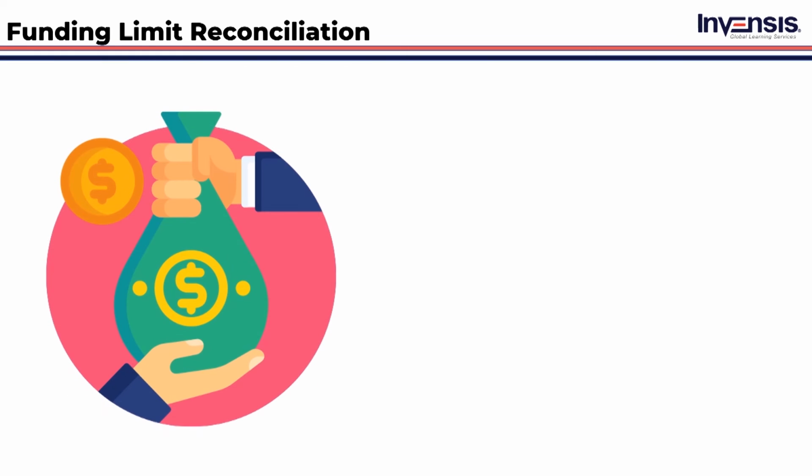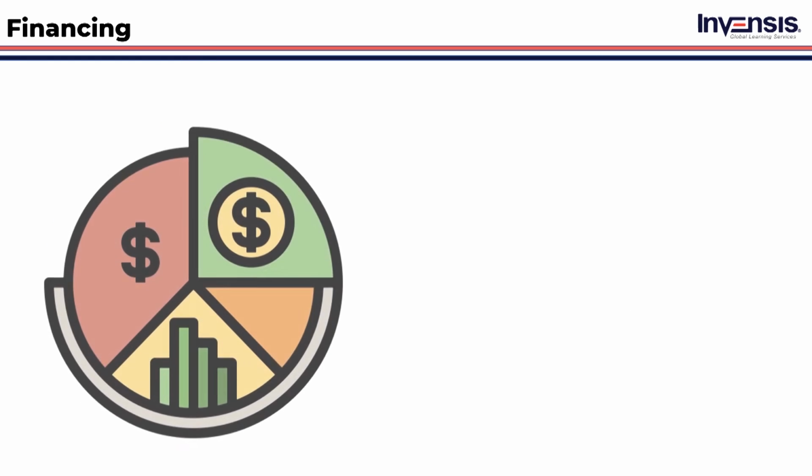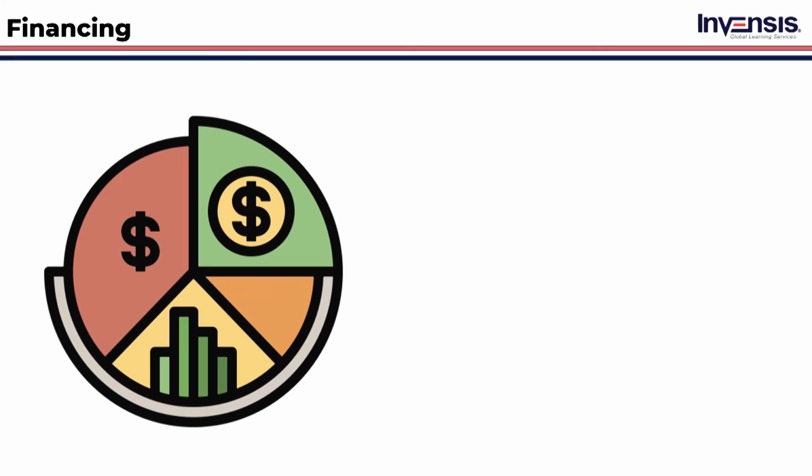After this, we have the funding limit reconciliation technique. The expenditure of funds should be balanced with any financing constraints on the project's commitment of funds. Here, funding limit reconciliation addresses the difference between the funding limitations and the projected expenditures, which may result in rescheduling of activities to level out the rate of expenditures. The final technique that is involved in determining the budget is financing.